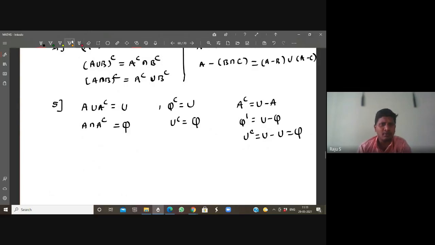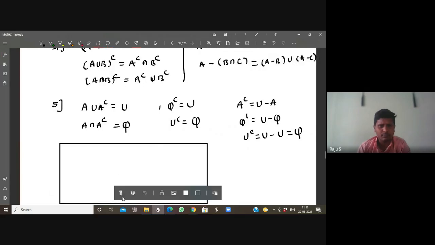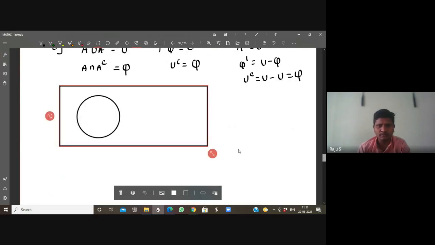Venn diagrams also, we saw yesterday. Yesterday we took 3 non-empty sets. Now I'm going to take only 2, that is A and B. Just you tell me here.